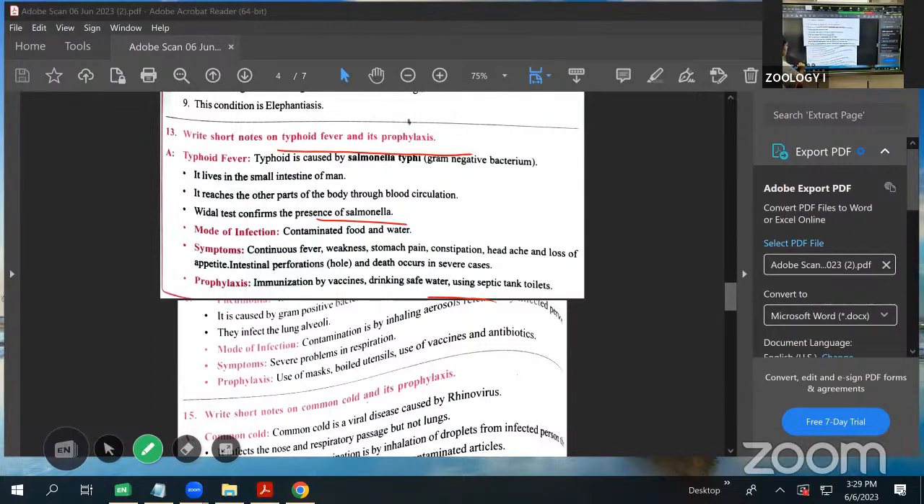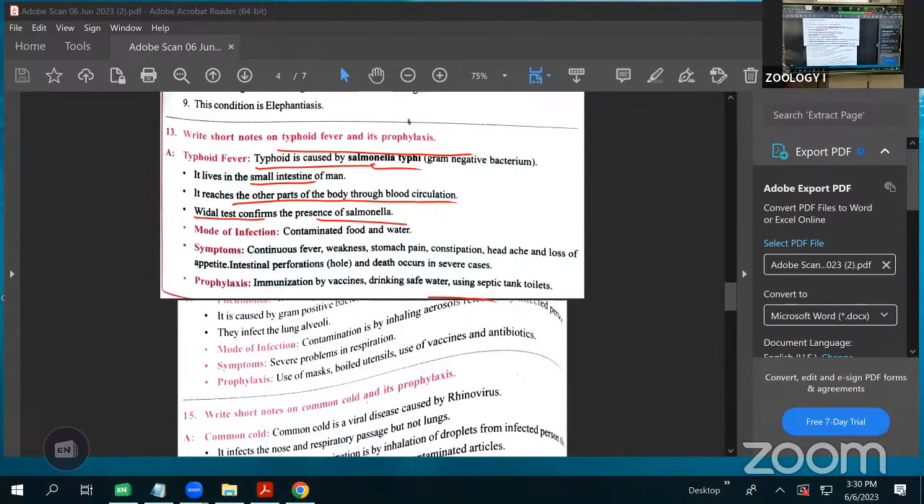Typhoid fever is caused by, as all of you know, Salmonella typhi bacteria. It is a gram negative bacterium. Where is it present? This bacterium is present in the small intestine of man, and it reaches other parts through the circulation. The test conducted for diagnosis is called the Widal test, which confirms the presence of Salmonella.